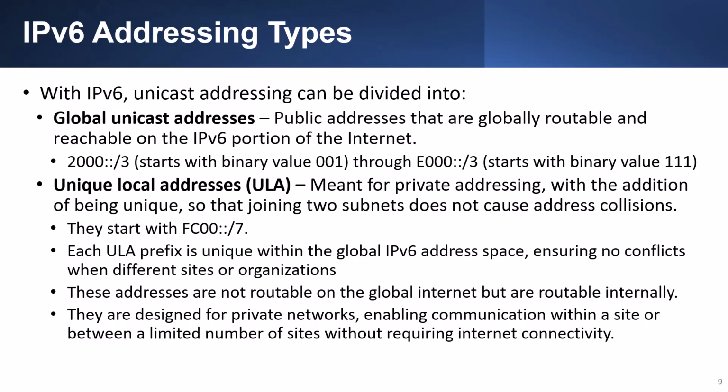Unique local addresses, or ULA, are meant for private addressing, with the addition of being unique so that joining two subnets does not cause address collisions. They start with FC00::/7. Each ULA prefix is unique within the global IP version 6 address space, ensuring no conflicts when different sites or organizations connect. These addresses are not routable on the global internet, but are routable internally. They're designed for private networks, enabling communications within a site or between a limited number of sites without requiring internet connectivity.